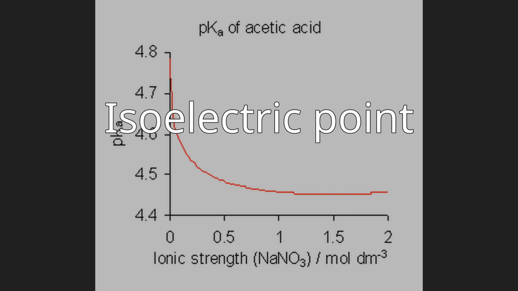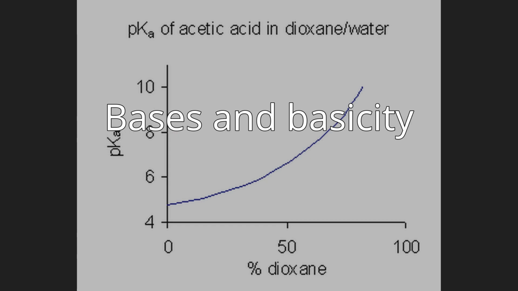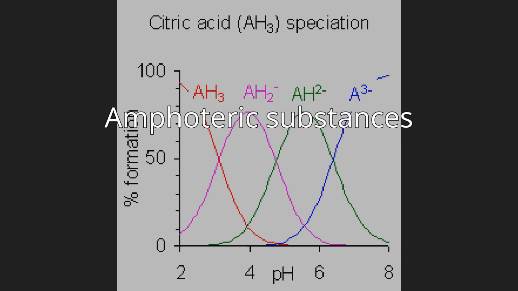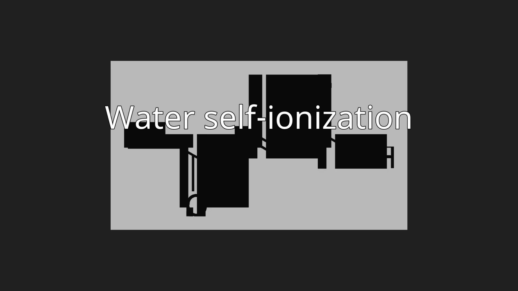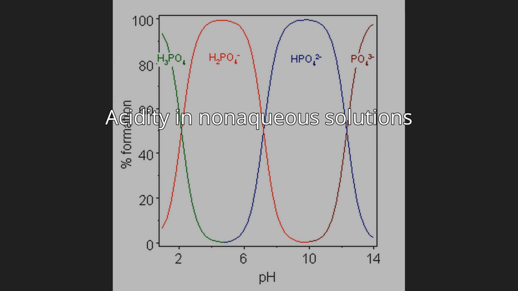When more than 2 charged species are in equilibrium with each other, a full speciation calculation may be needed. Bases and basicity. Amphoteric substances. Water self-ionization. Acidity in non-aqueous solutions. A solvent will be more likely to promote ionization of a dissolved acidic molecule in the following circumstances. It is a protic solvent, capable of forming hydrogen bonds.